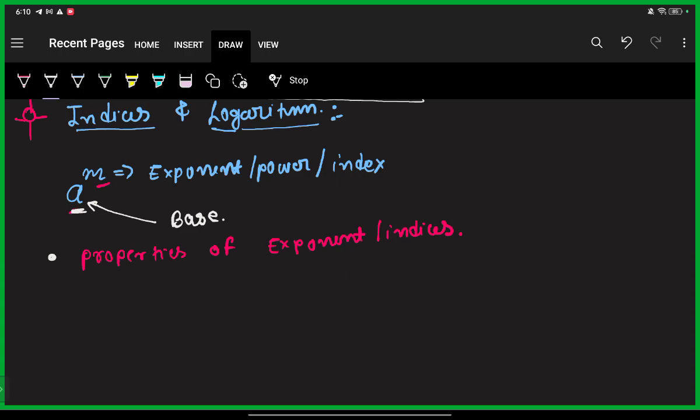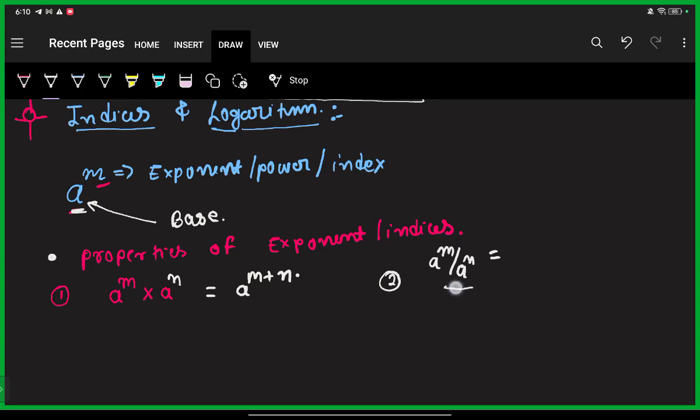All right. So what's the first property? This one. A raised to m multiplied by a raised to n can be written as what? Do you know how we can write this thing? A raised to m multiplied by a raised to n. A raised to m plus n. Very good. What about this property? A raised to m divided by a raised to n. How we can write this thing? Sir, A raised to minus n.